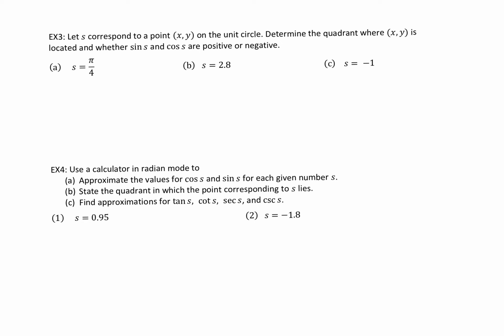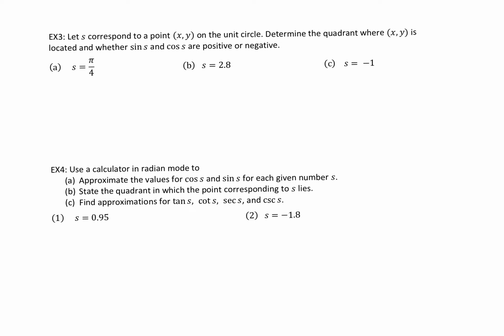Continuing on with some examples of how we can use this idea of arc length, point on a unit circle, quadrants, and so on. In example 3, we have our S that corresponds to some point xy on our unit circle. And then we want to determine the quadrant where xy is located and whether sine and cosine are positive or negative. So in this case, we're given an arc length, and we just have to determine in which quadrant we're in and whether sine and cosine are positive or negative. So if we look at an arc length of pi over 4, go back to that circle. If we go a distance of pi over 4, we're going to be in quadrant 1.